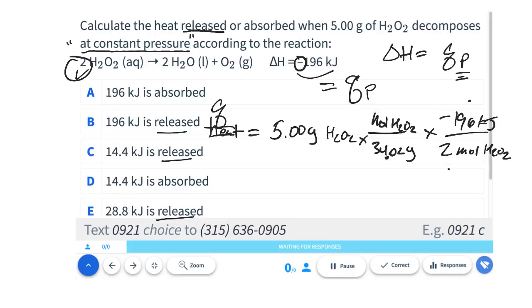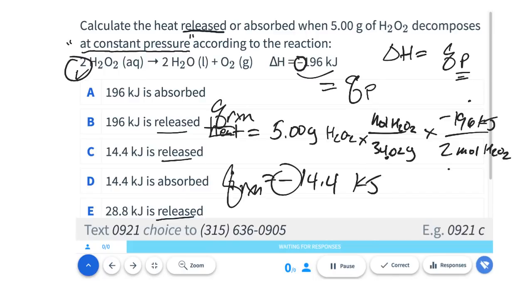Okay, so then we get our Q. This is still the Q of the reaction, so it's still negative. So the Q, the heat change of the reaction, would be negative 5 divided by 34.02 divided by 2 times minus 196 is minus 19.6. What did I do wrong? So 5 divided by 34.02 divided by 2 times 196. Oh, must have just put in the calculator wrong. So it's minus 14.4 kJ.